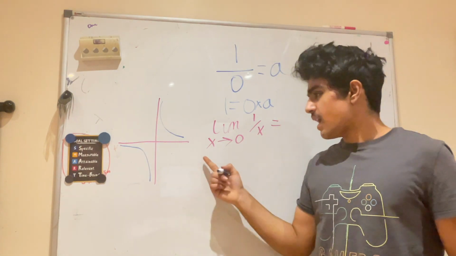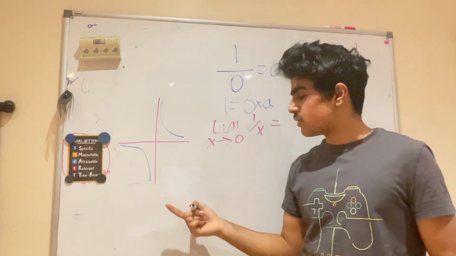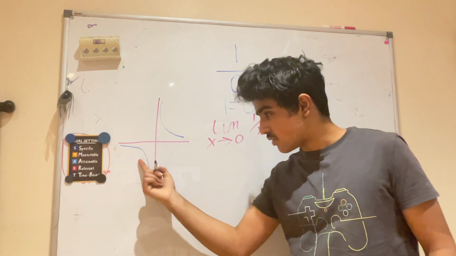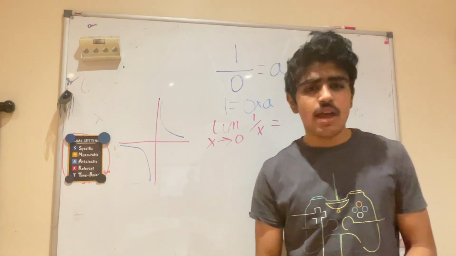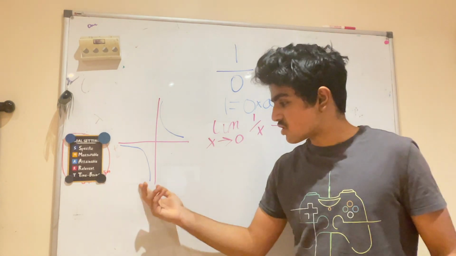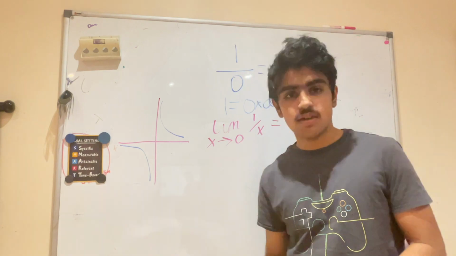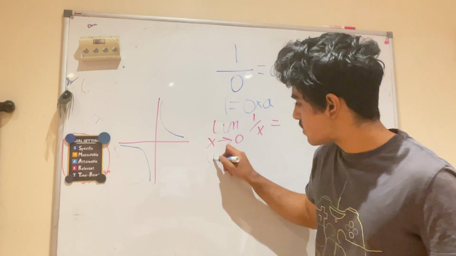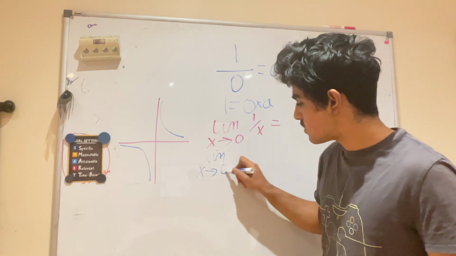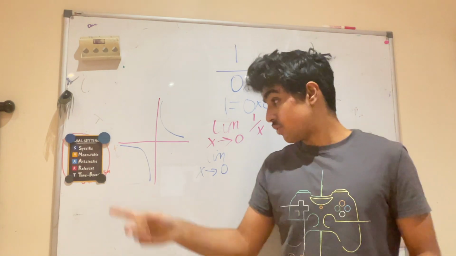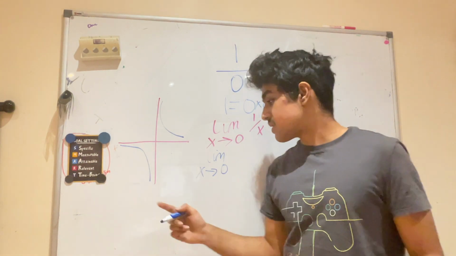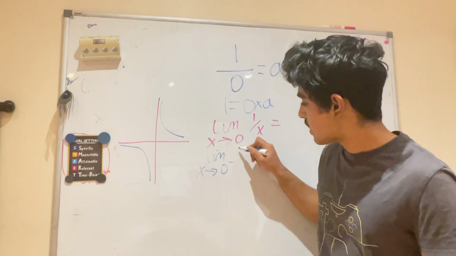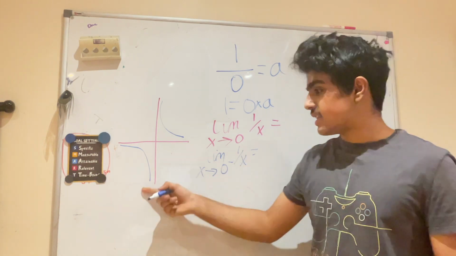Now, as x approaches 0, let's just look at it from approaching this way first. As it's approaching 0, you can see that it's just going to keep going on forever. And if it keeps going on forever, then it's just going to go to infinity. And since it's going downwards, then it's going to be negative infinity. So we say that as x approaches 0 from the left side, we put a negative there to indicate that it's approaching from the left side. We're essentially going to negative infinity.